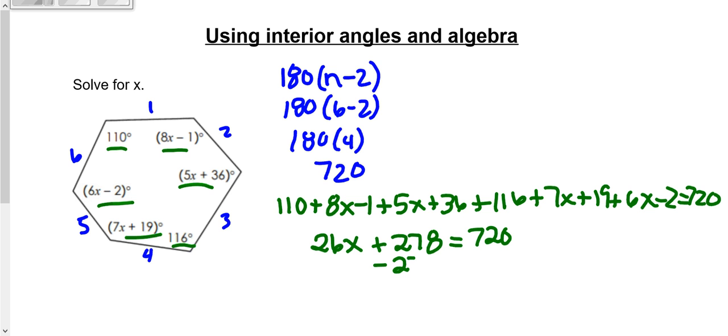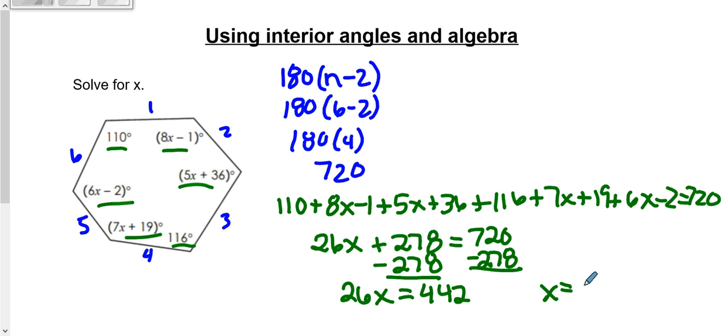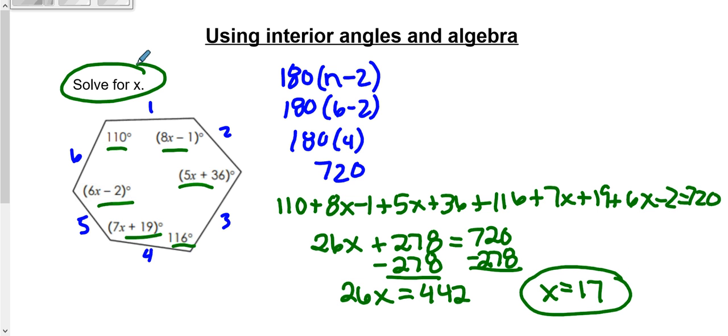Next, we're going to subtract 278. We get 26x equals 442. And then we divide by 26, which makes x 17. Okay, so all we needed to find here was x, so you don't need to do anything further.